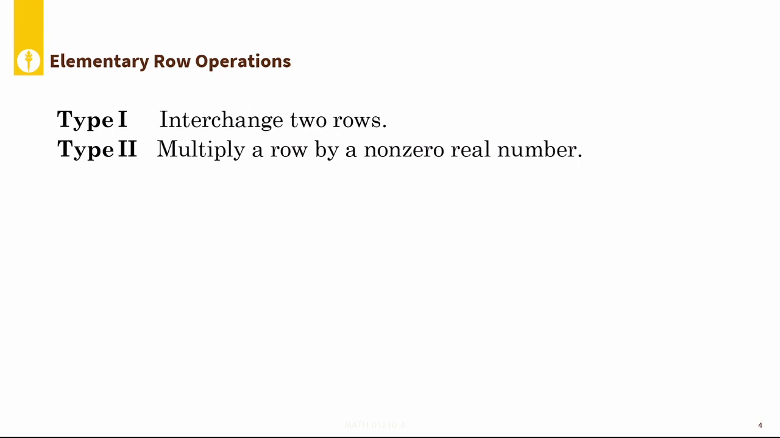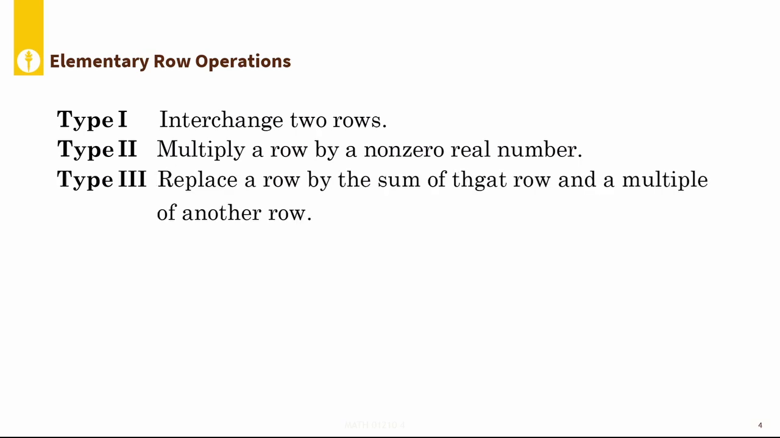Elementary row operations. There are 3 of them. Type 1 is to interchange 2 rows. Type 2, multiply a row by a non-zero constant. Type 3, replace a row by the sum of that row and a multiple of another row.